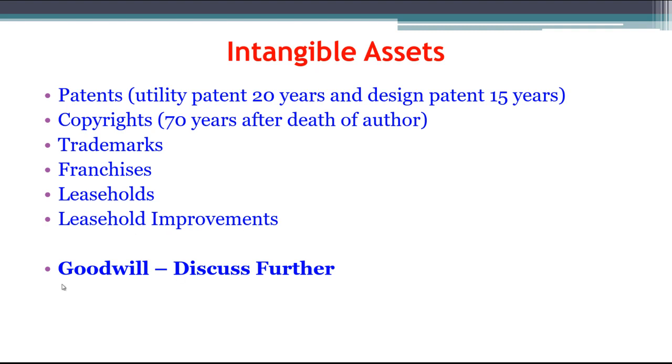Now, goodwill is a topic we need to discuss a little bit further. It has had a different treatment in U.S. GAAP over the decades, but basically goodwill is when, let's say, Company A purchases Company B for $2 million. But if you take a look at all the fair market value of the assets that Company B has, let's say it only equals $1.7 million. And let's assume there are no liabilities being passed on.